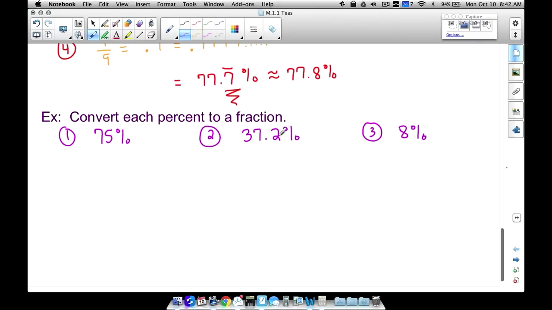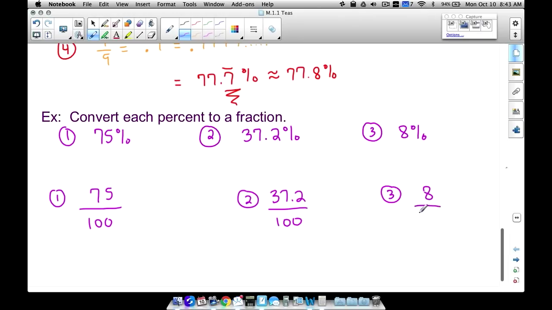What you want to do here is take the number, drop the percent symbol, and remember a percent is always something out of 100. Always out of 100. So I'm writing 37.2 and putting it over 100. A percent is always that percent out of 100. So 8/100.